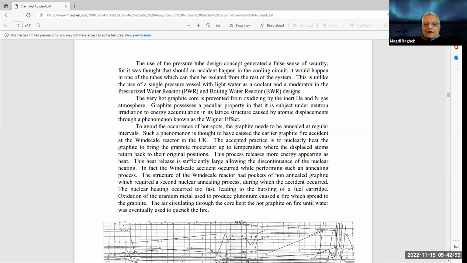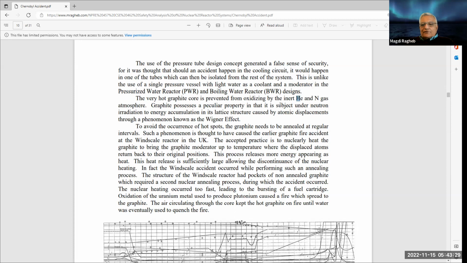The very hot graphite core, like in the Windscale accident, is prevented from oxidizing by inert gases. What do you choose as inert gases? Oh, you use helium and nitrogen on top of the core. So the core during operation does not get in touch with oxygen in the air. Nitrogen, of course, does not burn, and helium does not burn.